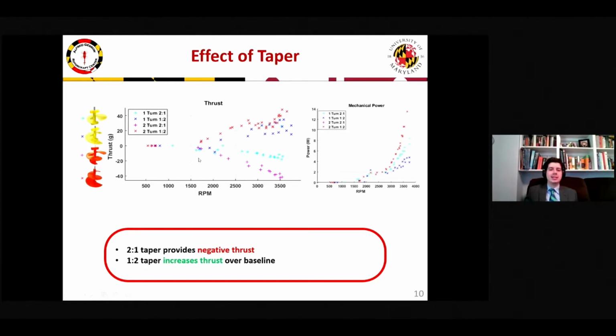We discovered that a decreasing taper, the 2 to 1 ratio, actually produces negative thrust, while an increasing radius causes higher thrust over the baseline, which isn't shown here. And here the number of turns does provide a slight benefit to the thrust, but a significant increase in your power.